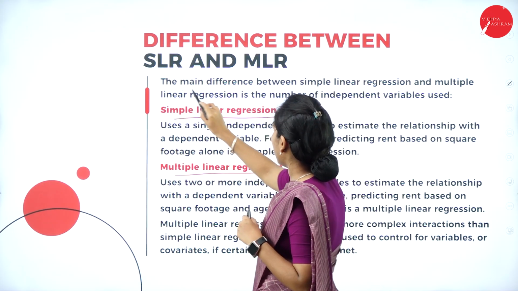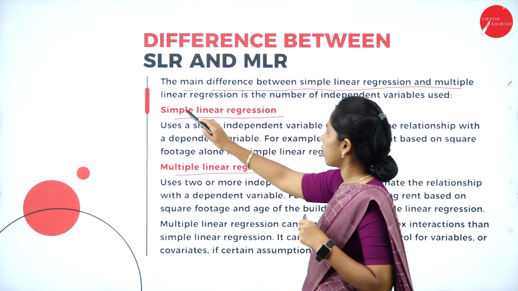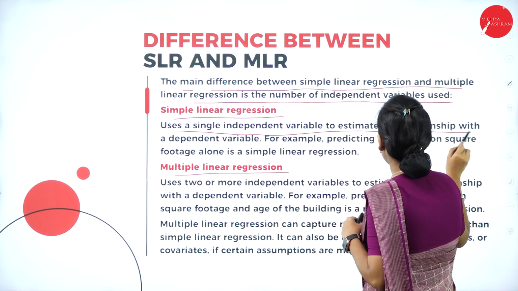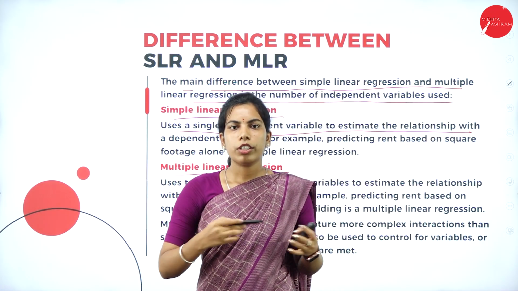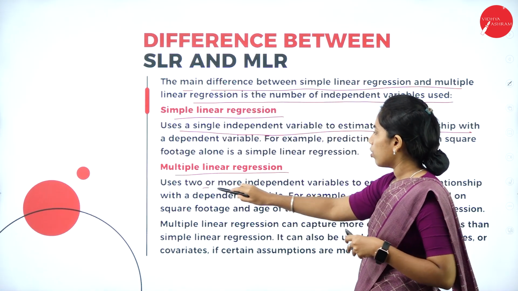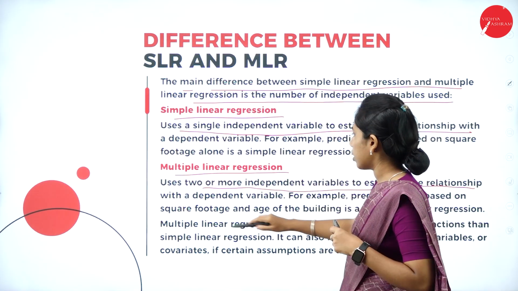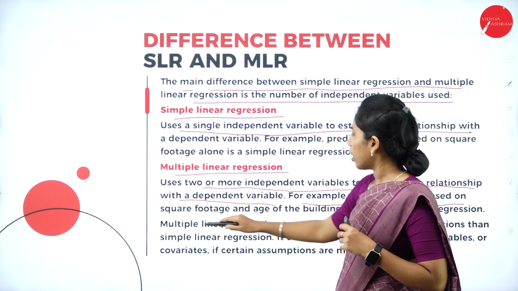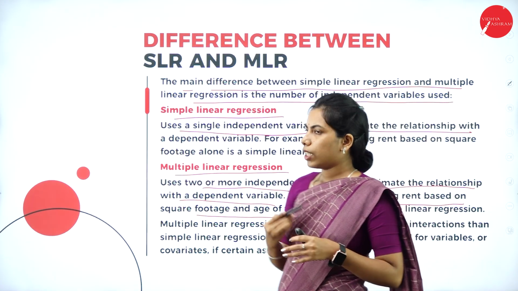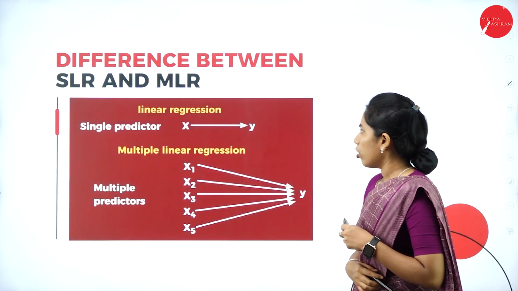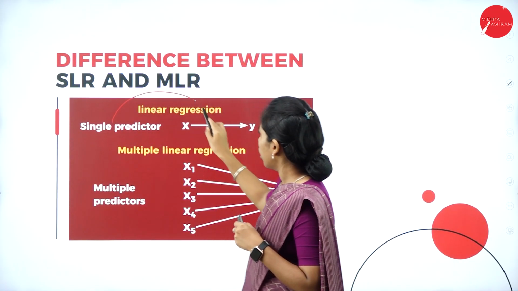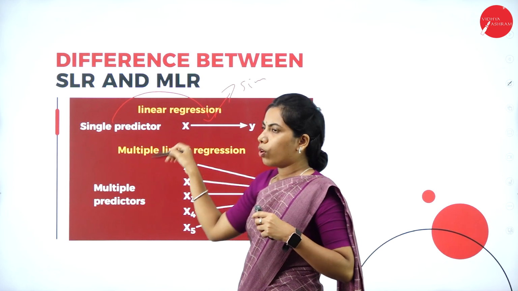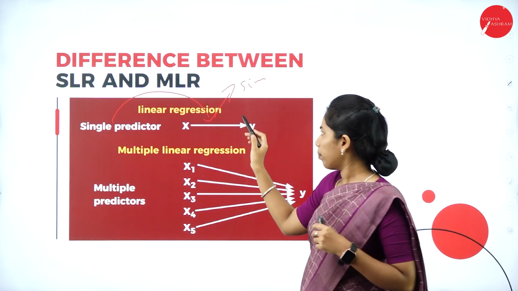The main difference between simple and multiple linear regression is the number of independent variables. Simple linear regression uses a single independent variable to establish the relationship between two variables, and multiple linear regression uses two or more independent variables to estimate the relationship with the dependent variable. For example, predicting price based on the square footage and age of the building is multiple linear regression. And here you can see a single predictor, this is the example for simple linear regression, meaning only x is 1 and y is predicted based on x.